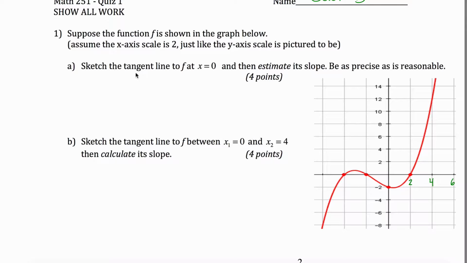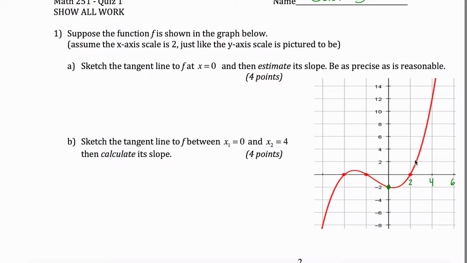What I'm asked to do is sketch the tangent line to f at x equals 0, and then estimate its slope. Be as precise as is reasonable. Okay, those are weird instructions, but fine. Here is where x equals 0.